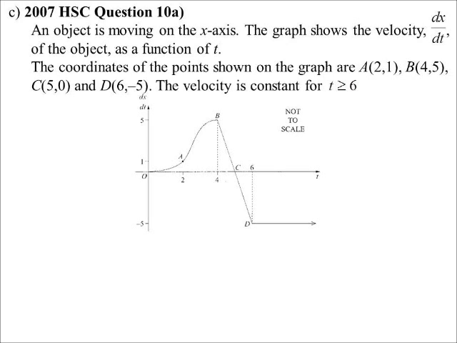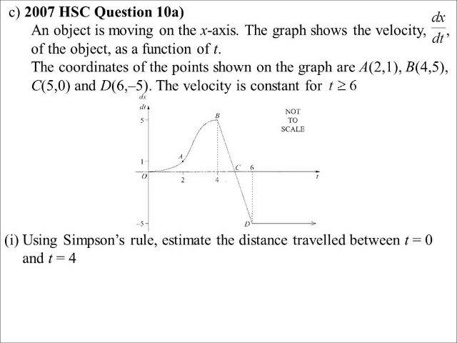So, velocity is constant once we hit time equals 6. Using Simpson's rule, because of course we can't integrate, we don't know the function. So Simpson's rule will allow us to estimate, because we have got some coordinates there. We want to see the total distance, or estimate the distance, travelled between 0 and 4. Now, they didn't say how many function values to use, because I guess that's kind of obvious, seeing we go from 0 to 4, we actually only know 3 points on the graph for sure. So we'll use those 3 points to do Simpson's rule.